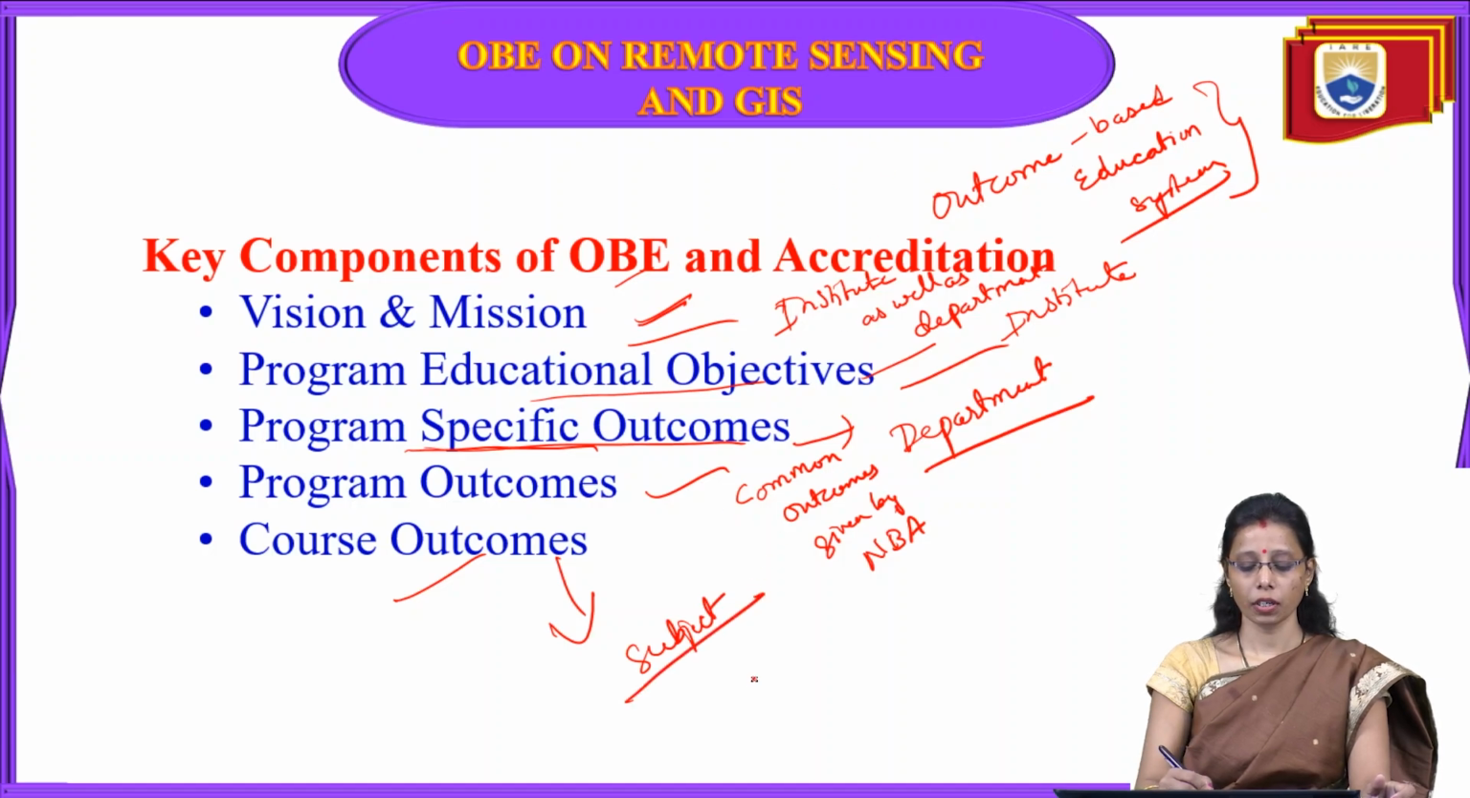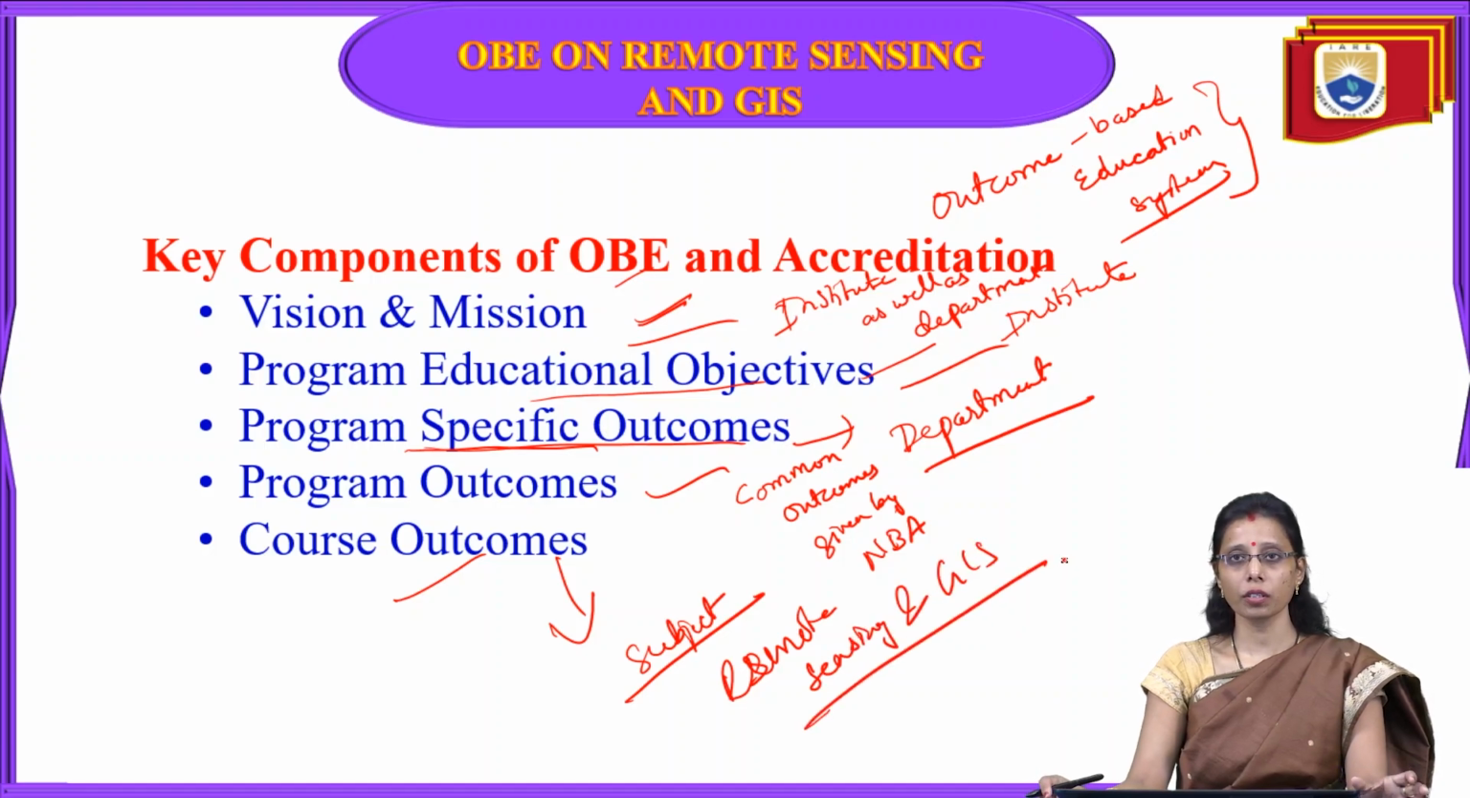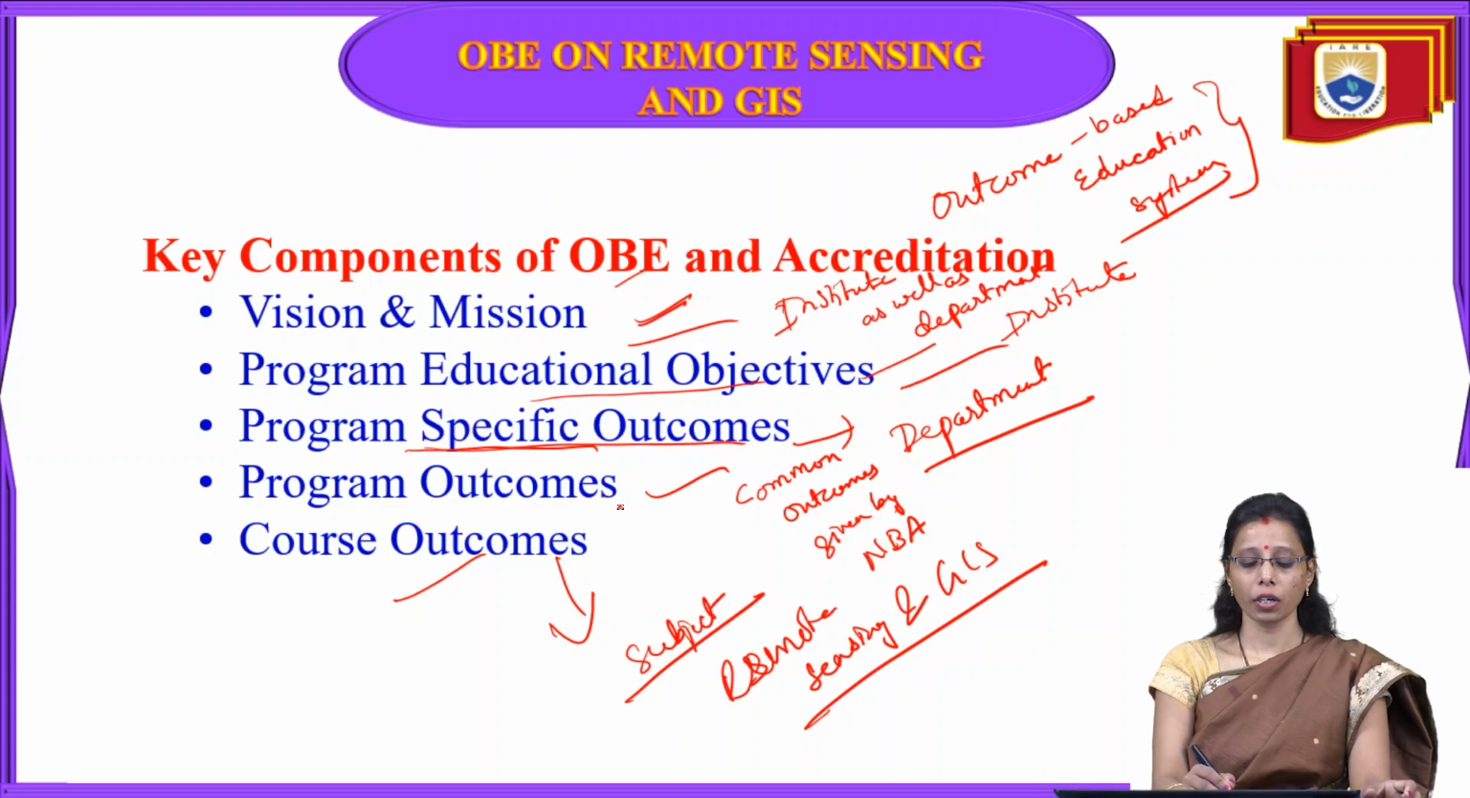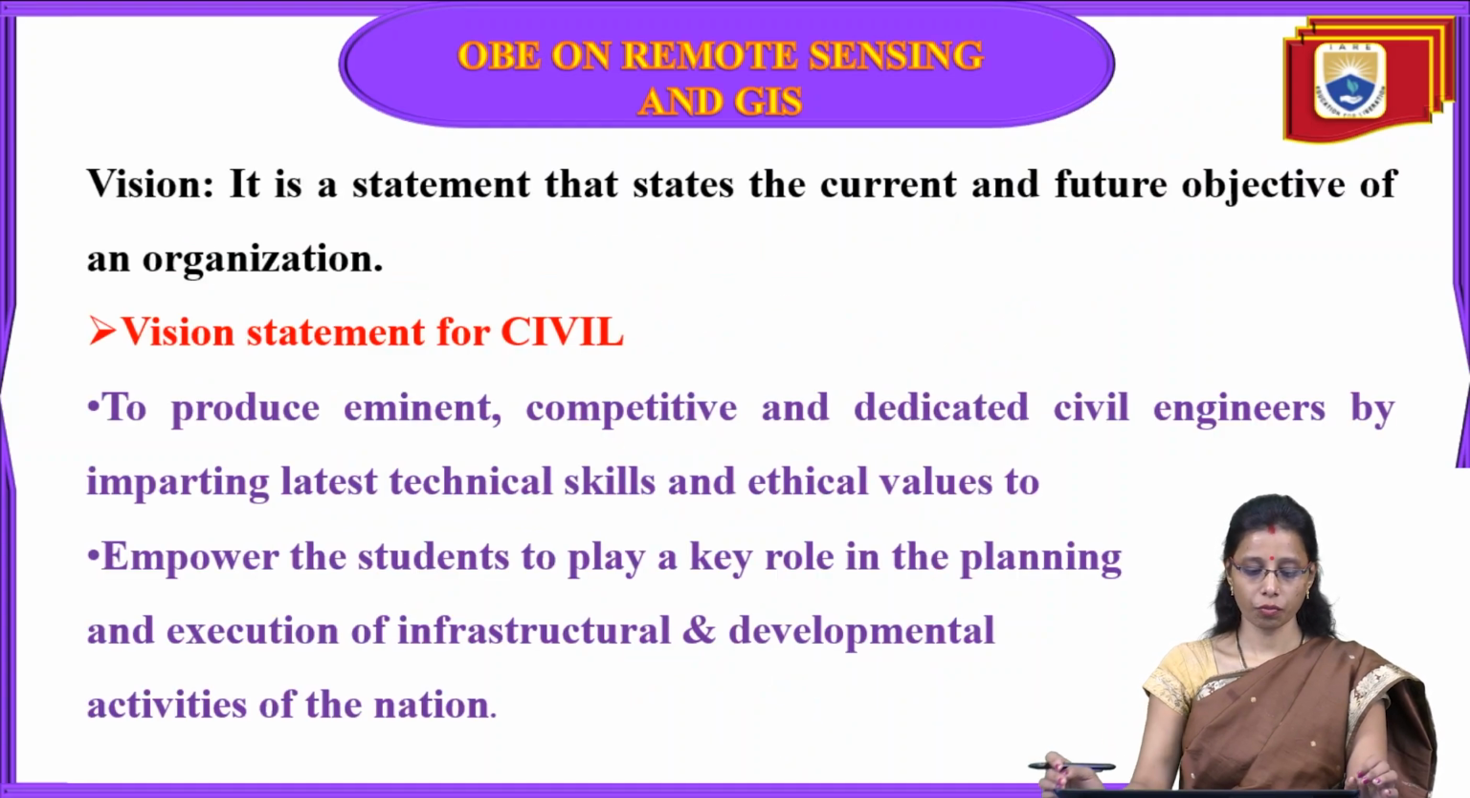So the subject we are talking about here is remote sensing and GIS. This is the course we are talking about. When you talk about program outcomes, it is about the BTech. When you talk about course outcomes, it is about the subject, which is remote sensing and GIS. So this is the course we are going to study.